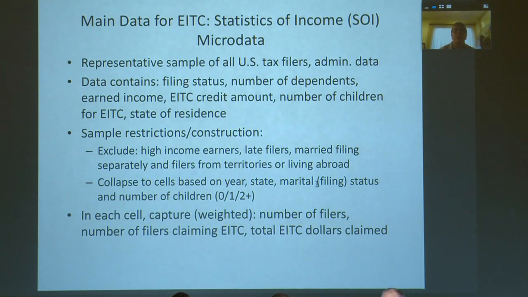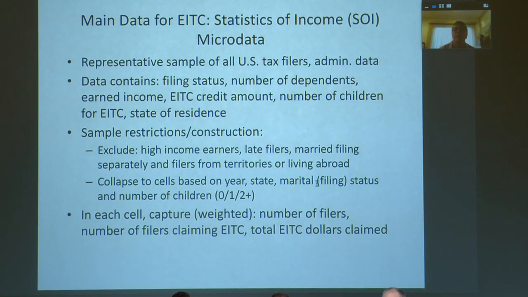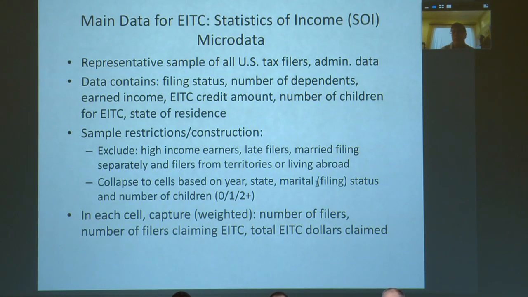So this is a representative sample of all tax filers, and it's administrative data. Okay? And the data contain information on your filing status and number of dependents, earned income, the amount of EITC credit you got, the number of children that you qualified for with the EITC, and state of residence, except for some very high income filers. And so we dumped them because we didn't know where they lived.